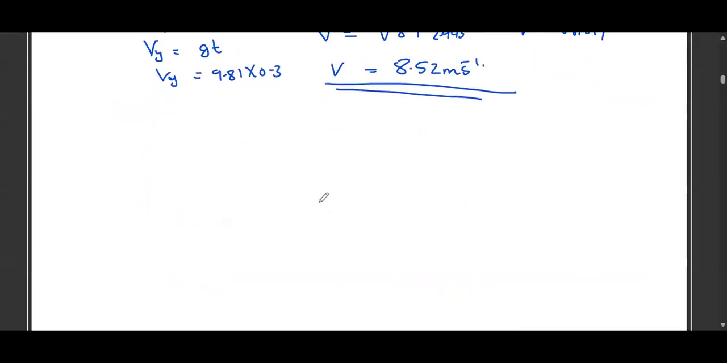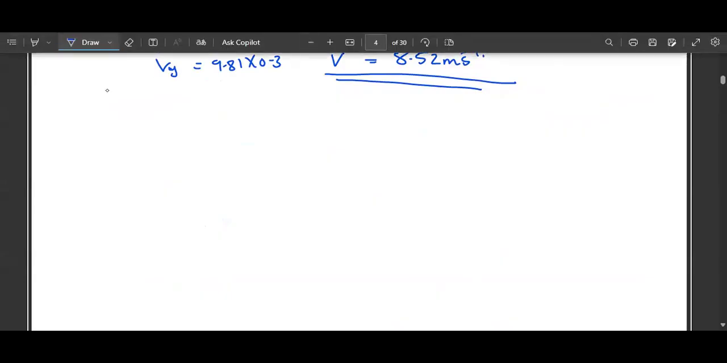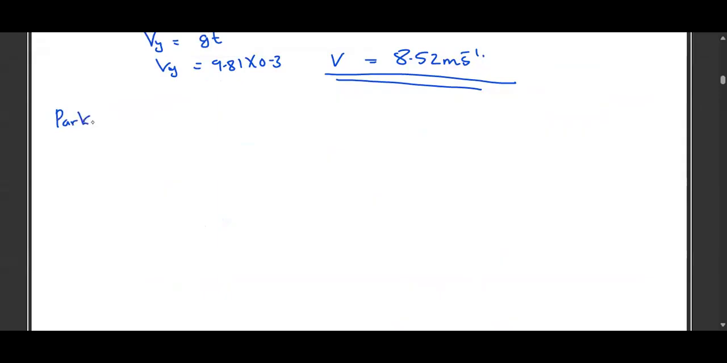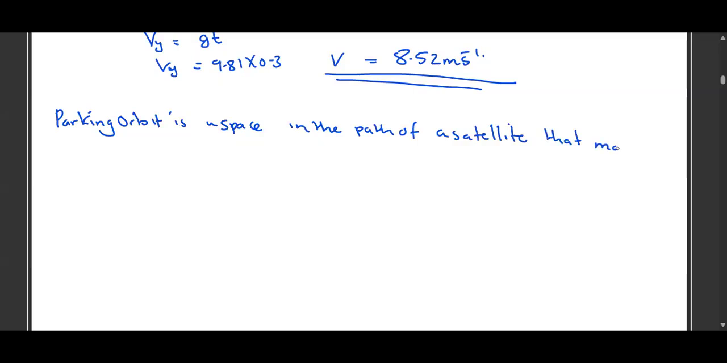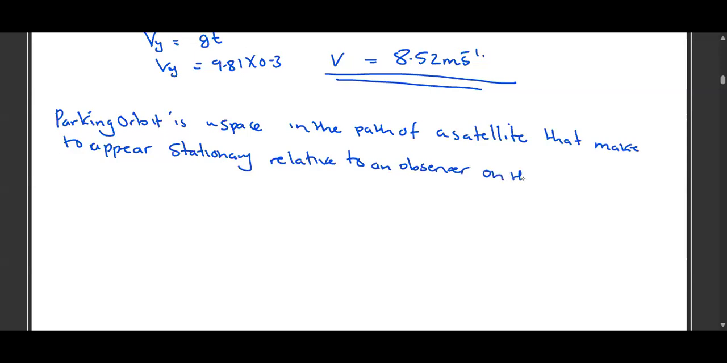So the first term is parking orbit. Parking orbit is a space in the path of a satellite that makes it appear stationary relative to an observer on the Earth's surface. That is parking orbit. That is term 1.